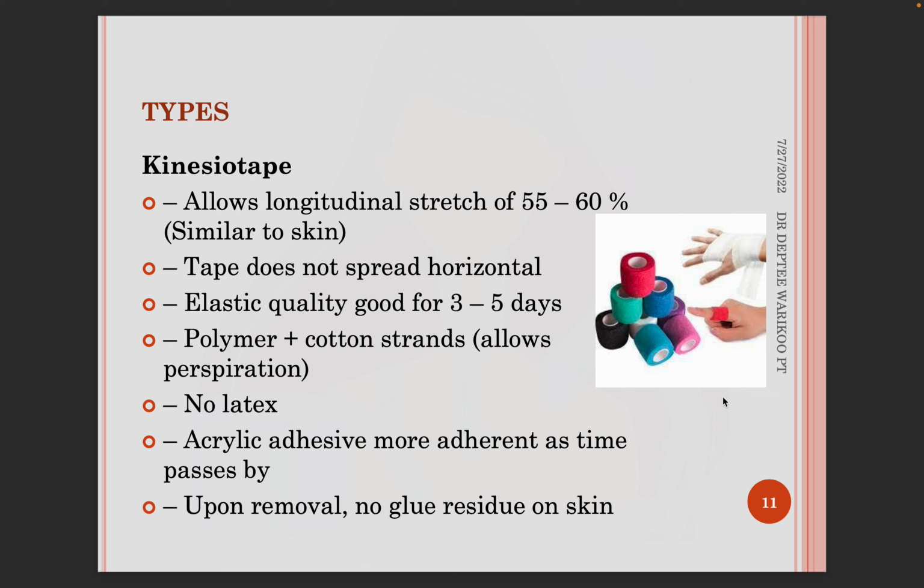Kinesio tape contains either 100% cotton and elastic fibers, or it can be a blend of polyester and cotton with elastic fibers. The latter is the preferable choice for kinesio taping application on sensitive skin, when higher tensions on the tape are needed for the desired outcome. The tape does not spread horizontally.